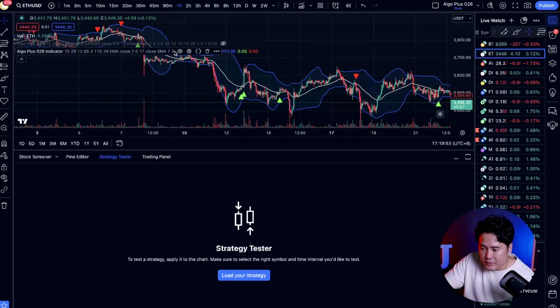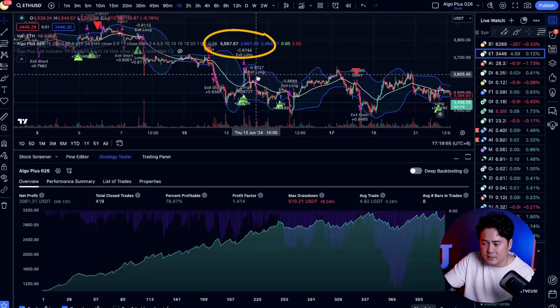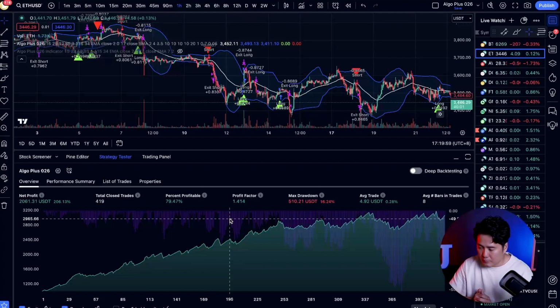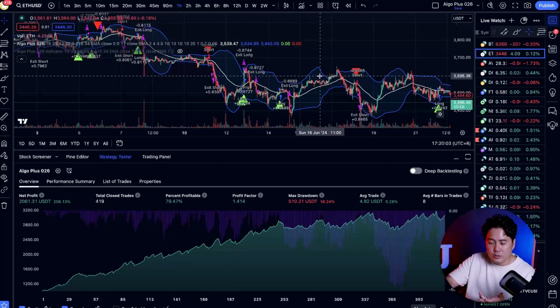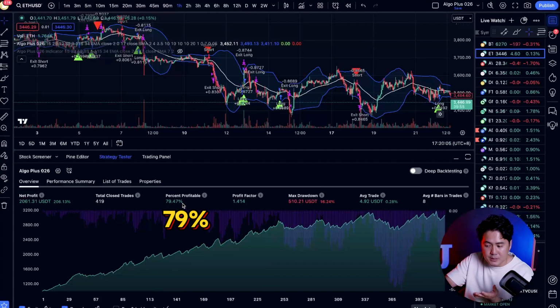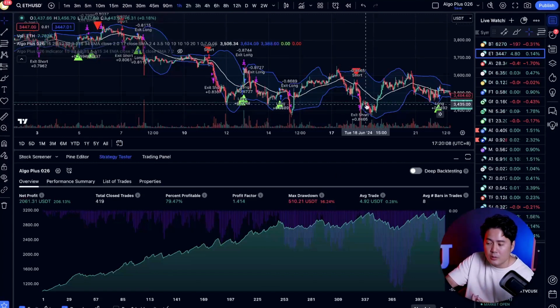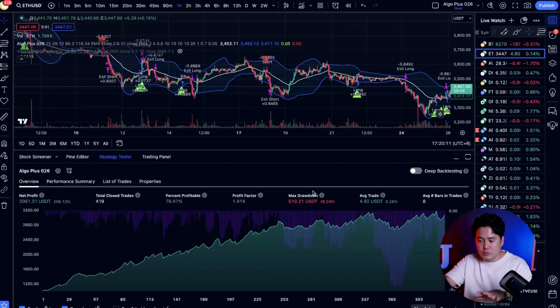So we just turn it off here, and we turn on the strategy tester. Wow, it is still workable. Not bad, with 206%. When it tells you that it is workable, which means, wait, 79% winning rate with a 16% drawdown, which is still acceptable, then this tells you that this is good.